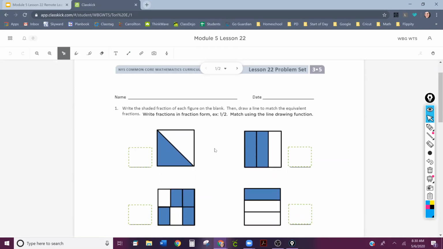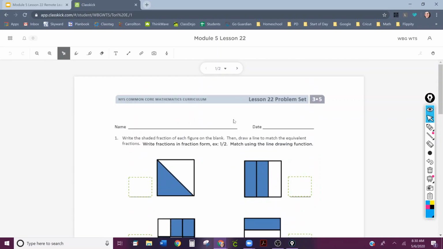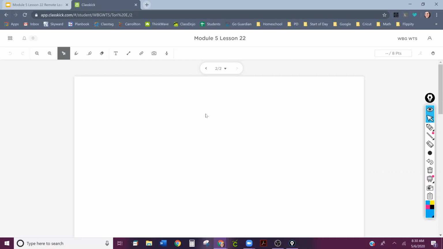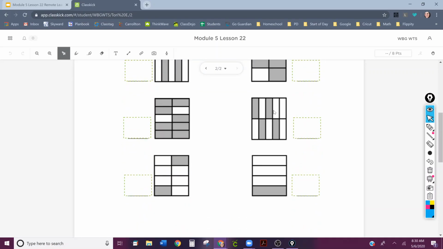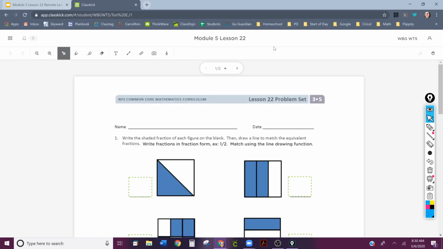This first page is the problem set, so we're going to do this one together. Later, when you get into Classkick, you can still do this if you want. If you don't want to, you don't have to because you've already done it with me in the video. Just make sure that you do the second page, which is the homework page. That is the one that's graded. Some of you did not do the second page before, so make sure you're doing that.